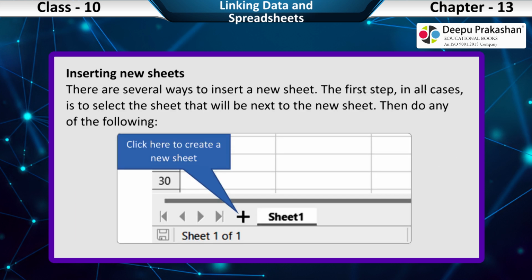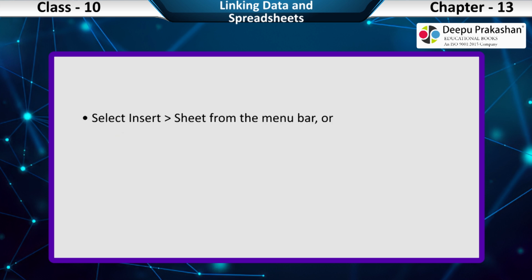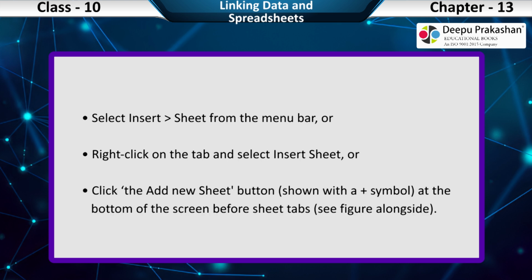Inserting new sheets. There are several ways to insert a new sheet. The first step, in all cases, is to select the sheet that will be next to the new sheet. Then do any of the following. Select Insert Sheet from the menu bar, or right-click on the tab and select Insert Sheet, or click the Add New Sheet button, shown with a plus symbol, at the bottom of the screen before Sheet tabs.